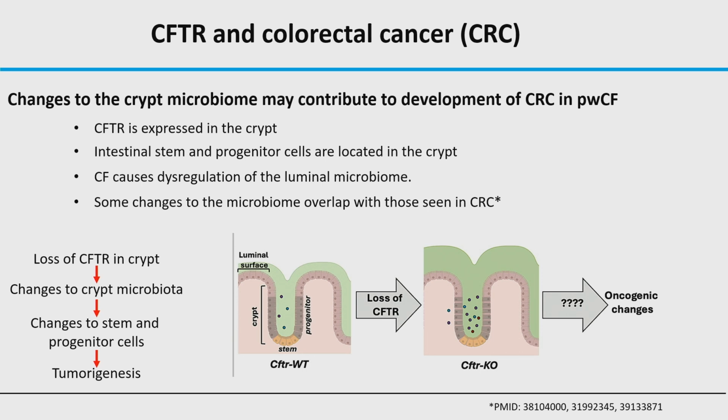However, we still don't have a good understanding of the biological connection between loss of CFTR and colorectal cancer. So in our group, we're looking at the crypt microbiome as a possible factor involved in this connection. Why the crypt? CFTR is expressed in the intestinal crypt, and intestinal stem and progenitor cells, thought to be the cancer-initiating cells in colorectal cancer, are also located there. So loss of CFTR has the potential to directly impact the environment of these likely cancer-initiating cells.